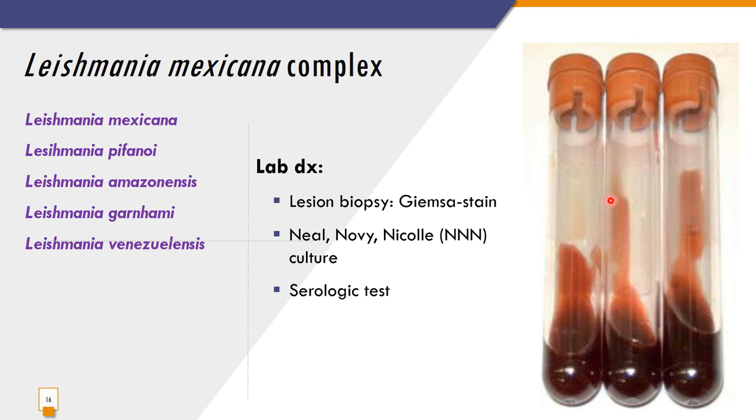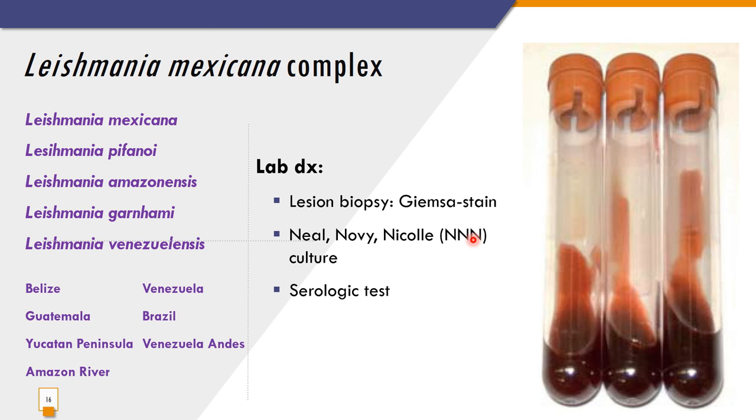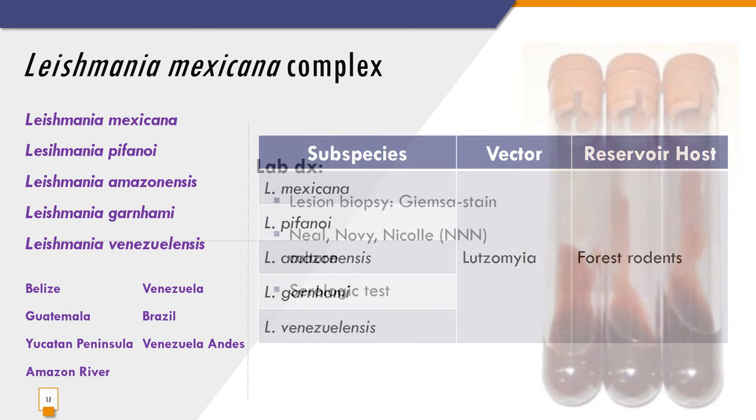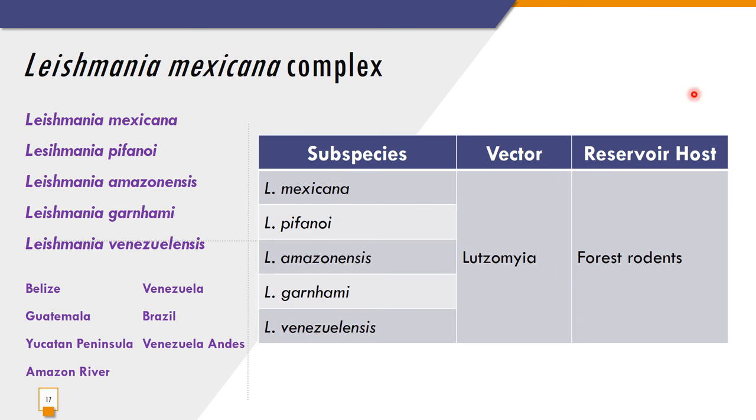Pwede naman ding gumamit ng culture. We have the NNN. Demonstrate the promastigote stage of these organisms. So, we have still the serologic tests. As we have mentioned a while ago, we have the schizodeme analysis, zymodeme analysis, and nuclear DNA hybridization. So, these are the epidemiology for this complex. Masaya na class because all 5 members of this complex only have one vector and one reservoir host. We have the Lutzomyia.